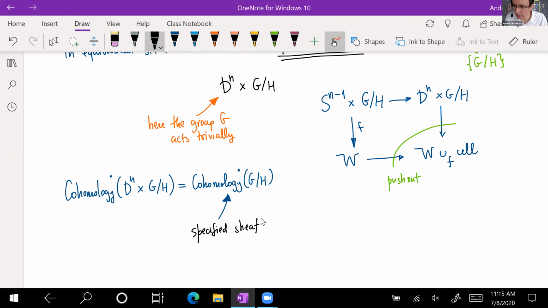And we need an ingredient. So previously we used just the cohomology of a point, but now I have to use the cohomology of that specified sheaf on the spectrum. I should have chosen a shorter word: the equivariant cohomology of G/H.